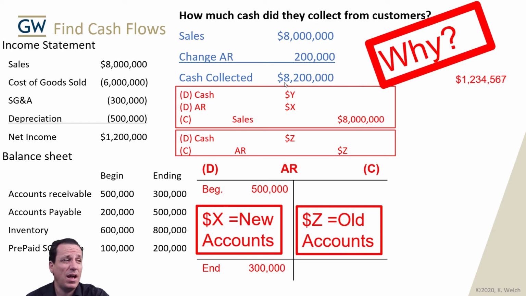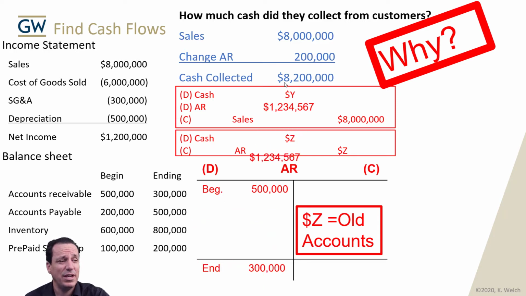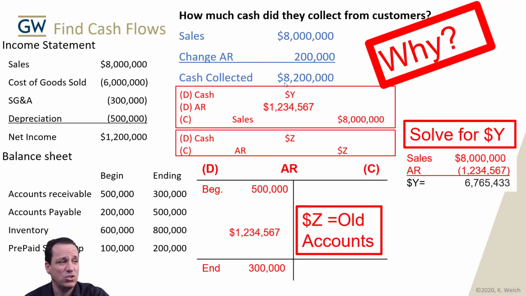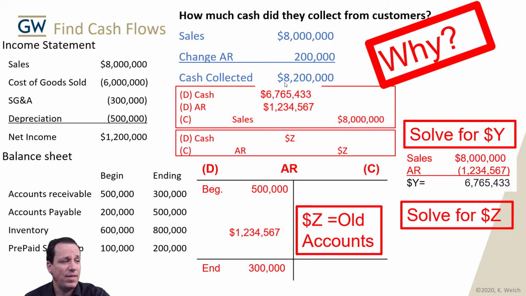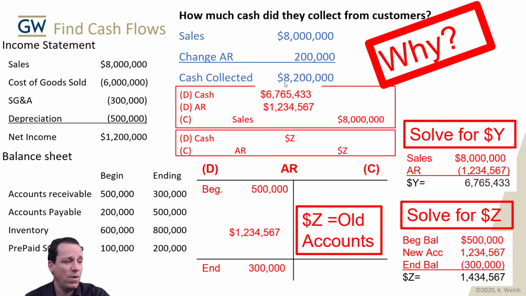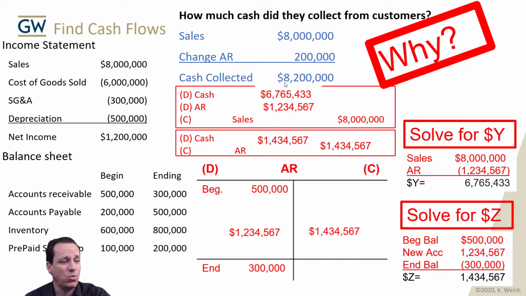But some of you might say, oh, hey, Kyle, I don't know if I buy that. Well, here, I made up another number and I went through and I did the entry differently so that the number was 1, 2, 3, 4, 5, 6, 7. So you could see that I wasn't playing some funny business with the 2 million. You solve for Y. You get 6.765433 million. Then you put that there, you can solve for your cash, the cash on the debit, and then you solve for Z using the same made up number and the new account and the ending balance, and you get Z equals 1.434567.